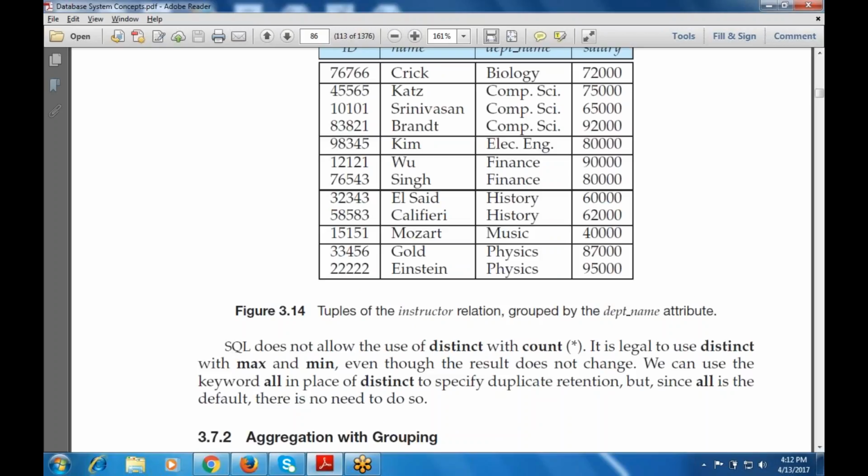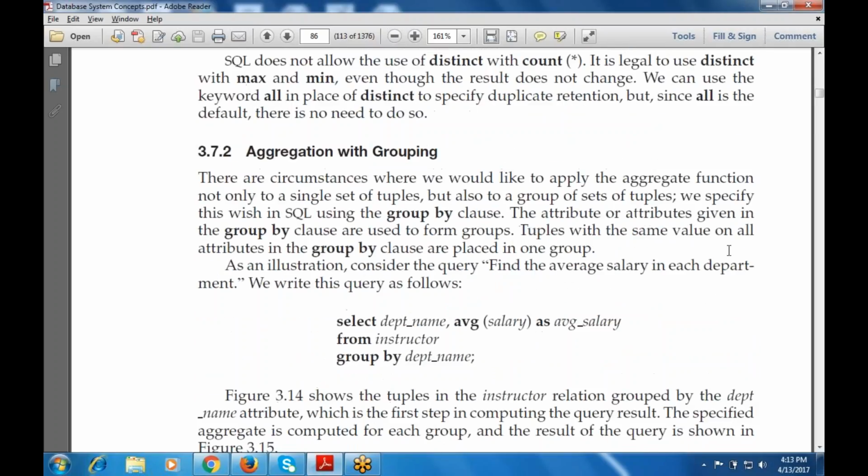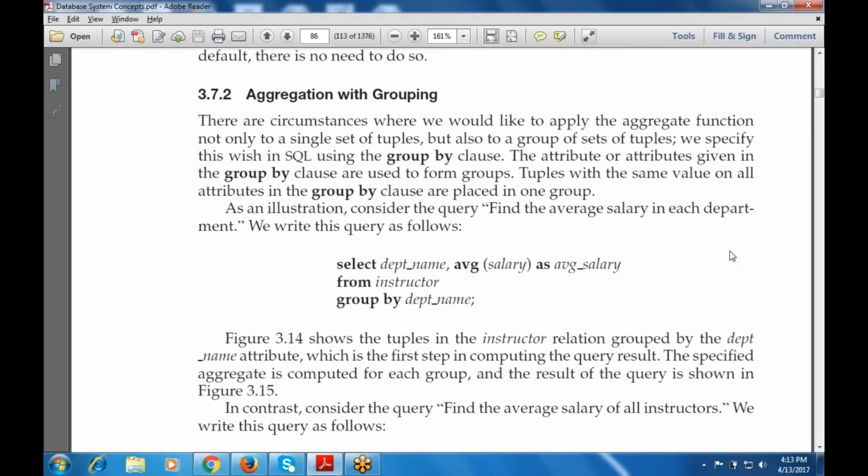The next part is aggregation with grouping. Now we are aggregating the functions with the use of the group by clause.